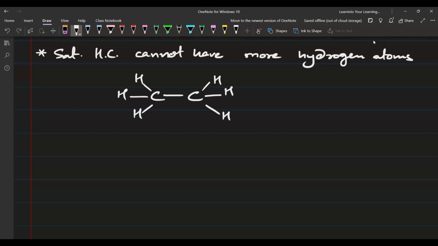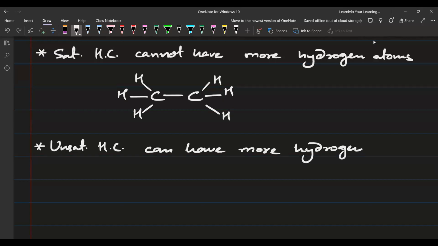When I have unsaturated hydrocarbon, it can have more hydrogen atoms. Because let's suppose if you have carbon double bond carbon, there will be only two hydrogens. But what is the maximum number of hydrogens if I have two carbons? The maximum is 6 hydrogens. There can be 6 hydrogens at max if I have two carbon atoms. But right now how many hydrogens are we having? Only 4. You can add hydrogen here.